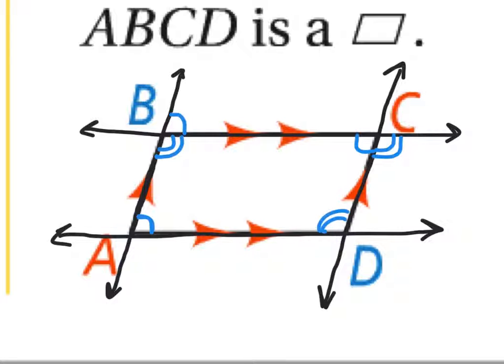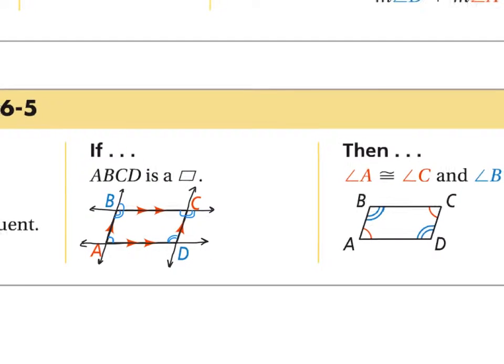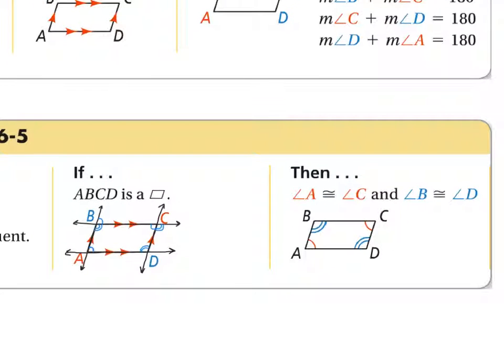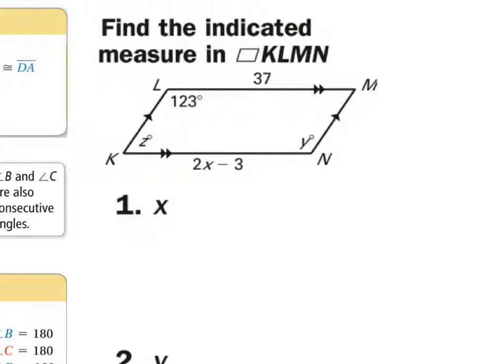Questions on this theorem? No? Doing okay? All right. So let's take a moment to fill in our flow chart with this information. All right, so looking at our first example here, it says to find the indicated measure in, what does that shape again mean? Right, it's parallelogram, not quadrilateral. Parallelogram KLMN. So, they want us to find x.